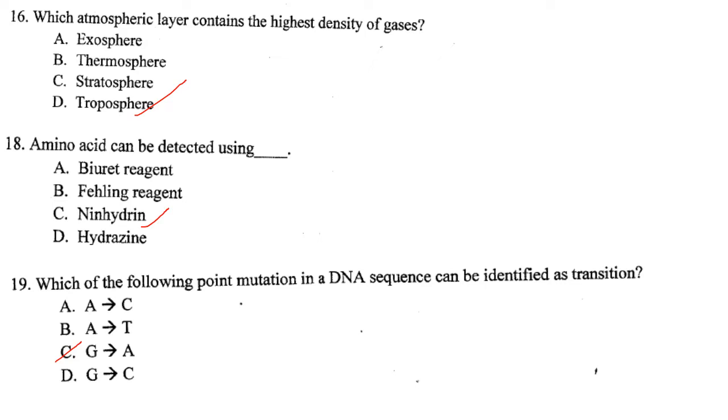Then which of the following point mutations in a DNA sequence can be identified as transition? So transition, a point mutation that changes a purine nucleotide to another purine or a pyrimidine nucleotide to another pyrimidine. So A and G are purine here, and G getting converted to A is a transition. So answer is option C.